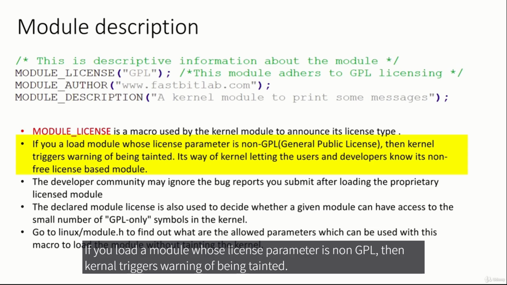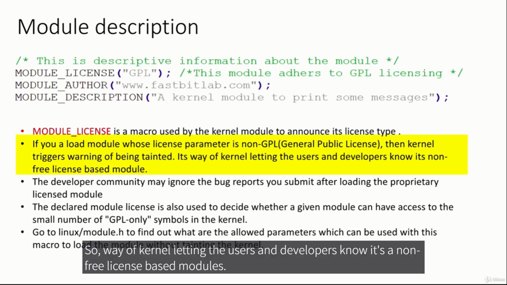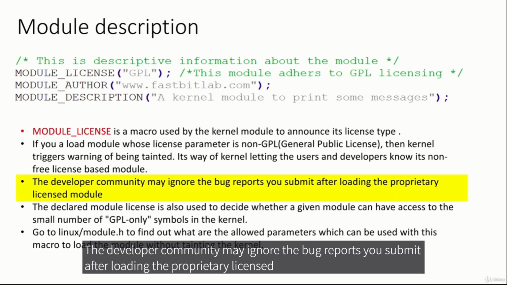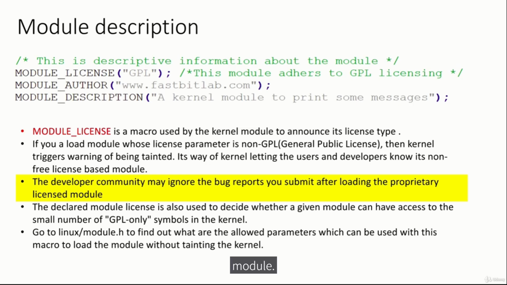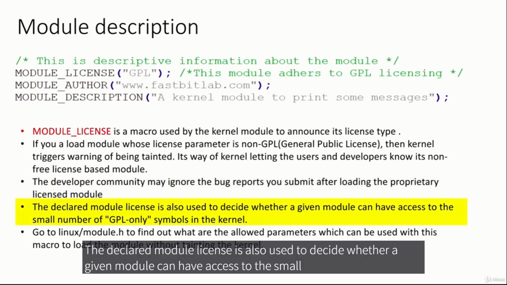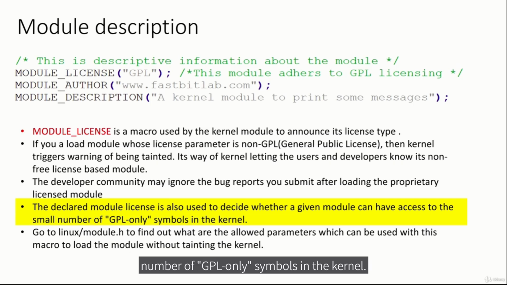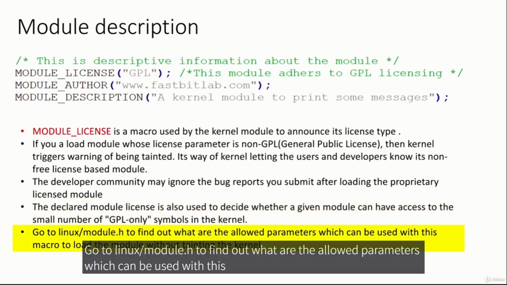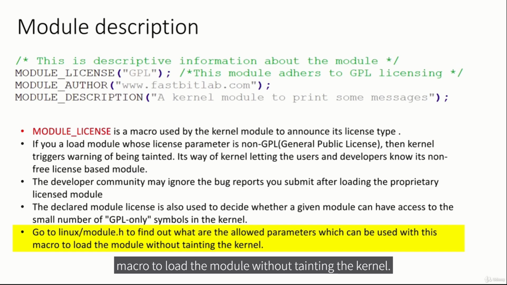If you load a module whose license parameter is non-GPL, then the kernel triggers a warning of being tainted. It's a way of the kernel letting users and developers know it's a non-free license-based module. The developer community may ignore the bug reports you submit after loading the proprietary licensed module. The declared module license is also used to decide whether a given module can have access to a small number of GPL-only symbols in the kernel. Go to linux/module.h to find out what the allowed parameters are which can be used with this macro to load the module without tainting the kernel.